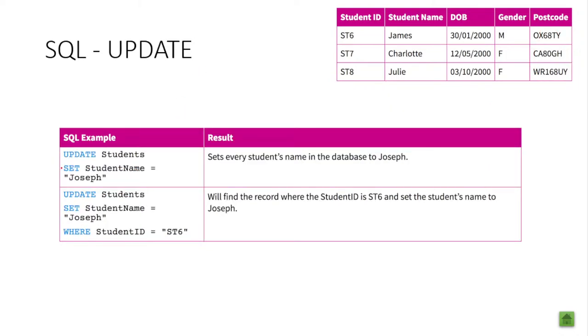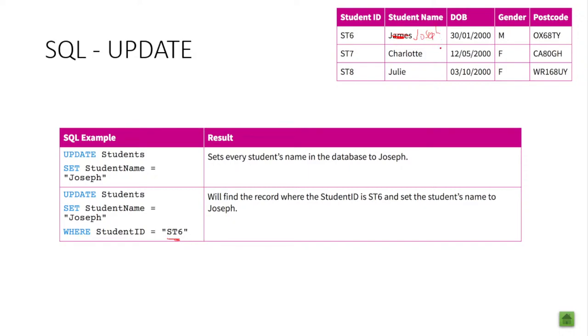Update student's table, set the student name equals Joseph. Okay, so it sets every student's name in the database to Joseph. Not good. So you can use the where command to specify the student's name that you want to change. So update the student's table, set the student's name to Joseph, where the student ID is ST6. So James gets replaced for Joseph.